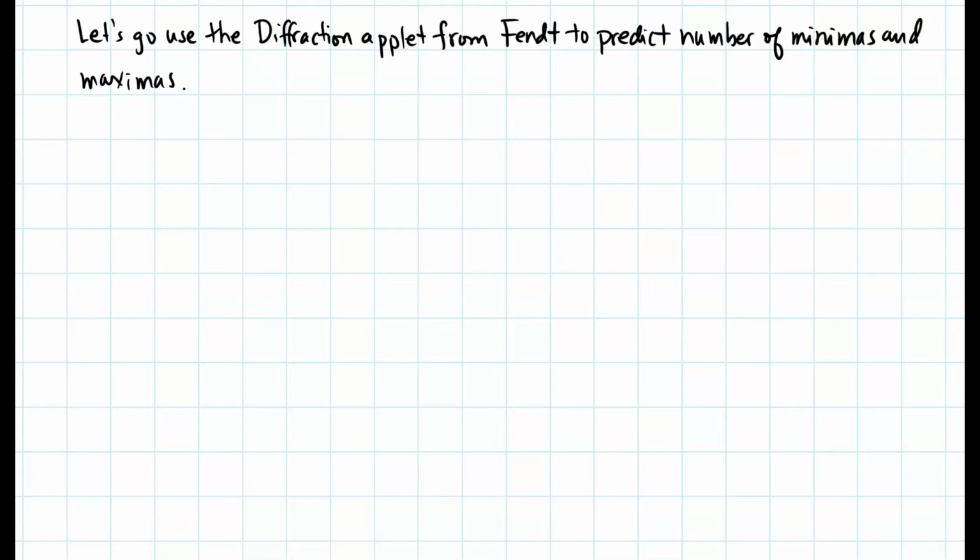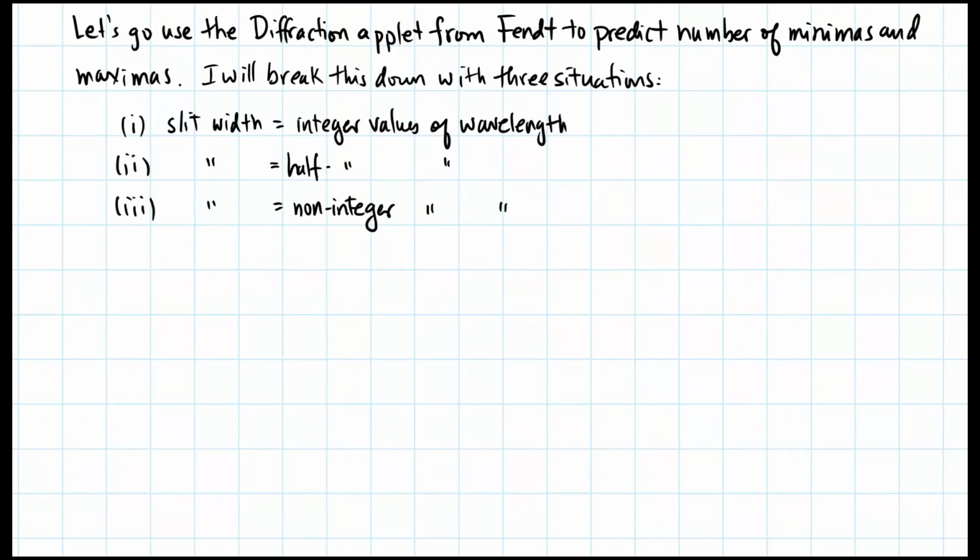Let's go use the diffraction applet from Fendt to predict the number of minimas and maximas. I will break this down with three situations. The slit width is integer values of the wavelength. The slit width is half integer values of the wavelength. And finally, it being non-integers of the wavelength.